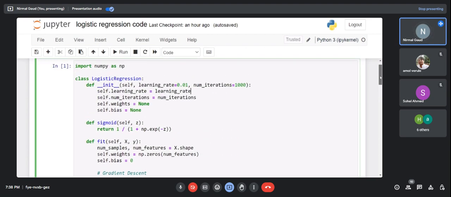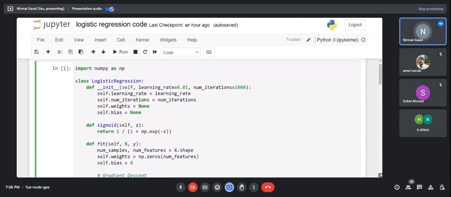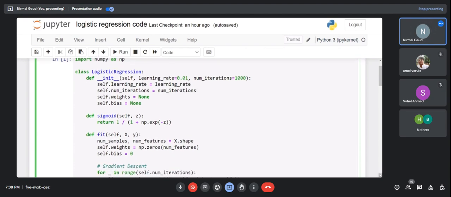Okay, so right now I'm taking the learning rate, that is the step size. One question came, what is learning rate, I explained. This is how we are going to reach the global minimum. These are the number of iterations, the number of times this code is going to work. And then I assign learning rate via learning rate and number of iterations via number of iterations.